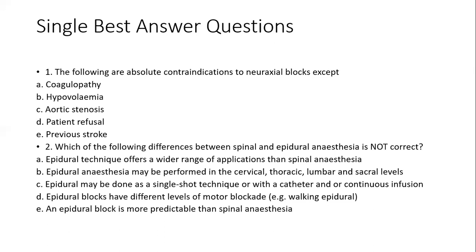Okay, so the first question is, the following are absolute contraindications to neuraxial blocks, except: A, coagulopathy; B, hypovolemia; C, aortic stenosis; D, patient refusal; and E, previous stroke. What's the answer? I believe the answer to be C, aortic stenosis. I beg to differ. We said fixed cardiac output state is an absolute contraindication, isn't it? And fixed cardiac output state talks about aortic stenosis and mitral stenosis.